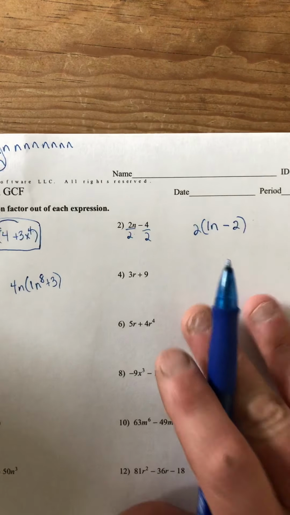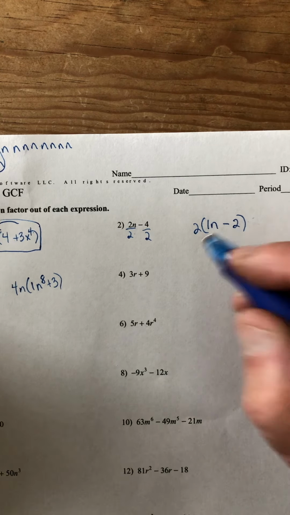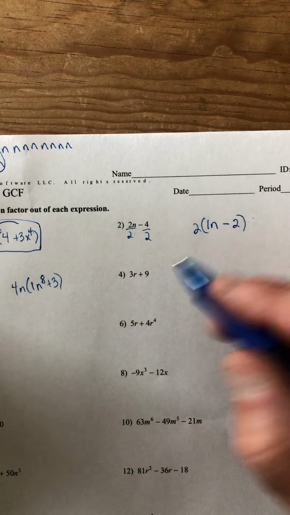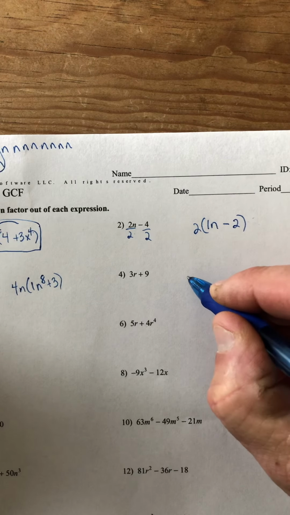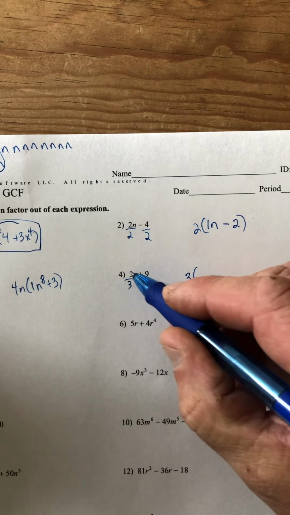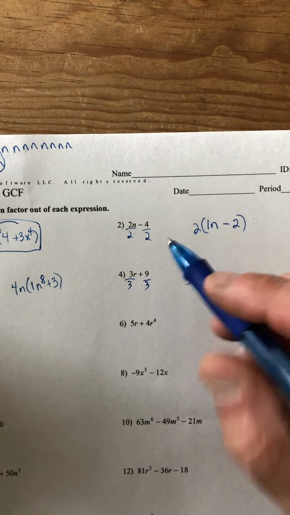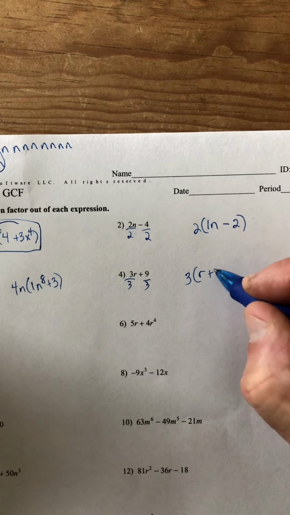The next one, 3r plus 9. The GCF, if you guessed it, there's no r's in common, and the biggest number that goes in both 9 and 3 is 3. Again, I divide 3r divided by 3. 3 divided by 3 is just 1. R divided by nothing remains r, or 1r, it's the same exact thing. And 9 divided by 3 is 3.